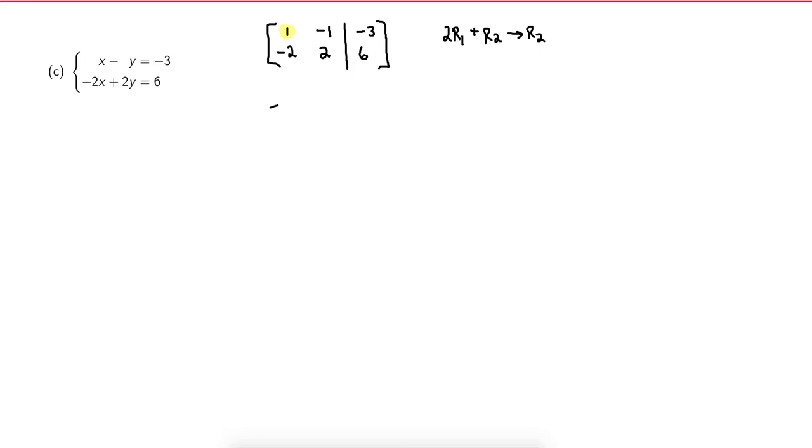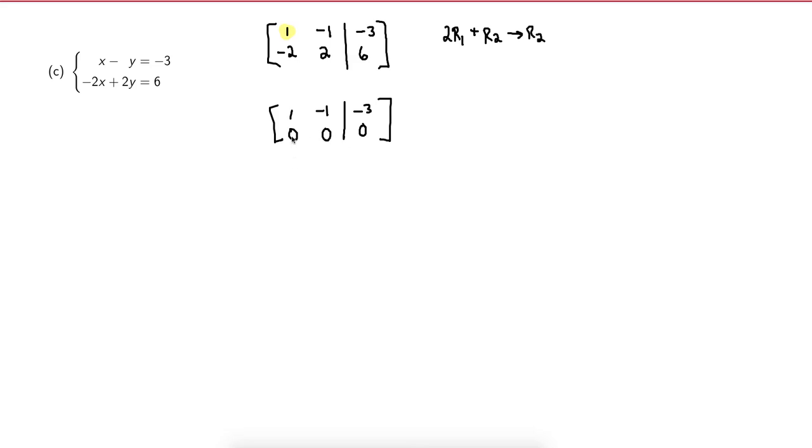So let's see what we get. First row is going to stay the same, only row number 2 is the one that changes. So 1, negative 1, negative 3. 2 times 1 is 2. 2 plus negative 2 is 0. 2 times negative 1 is negative 2. Negative 2 plus 2 is 0. And 2 times negative 3 is negative 6. Negative 6 plus 6 is 0. All right, so notice in this bottom row, this row number 2, we have a whole row of zeros.